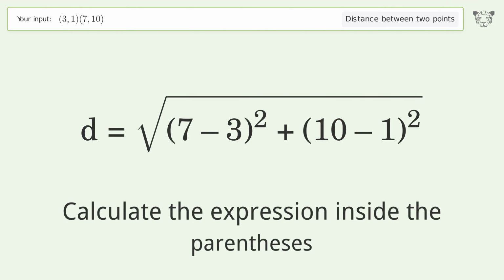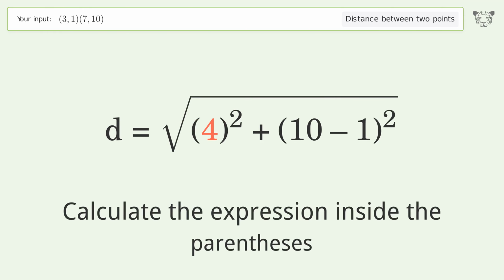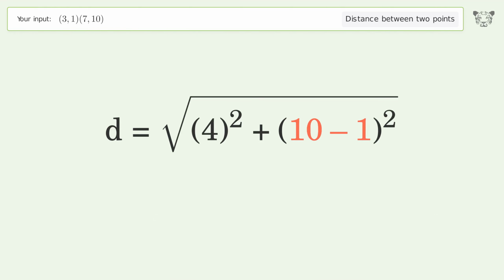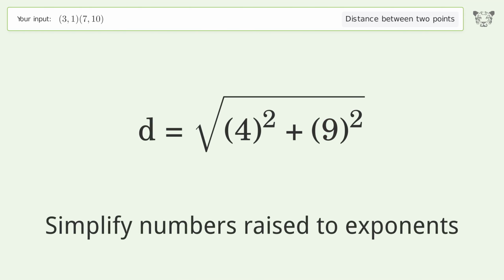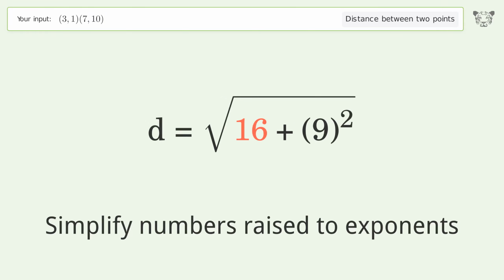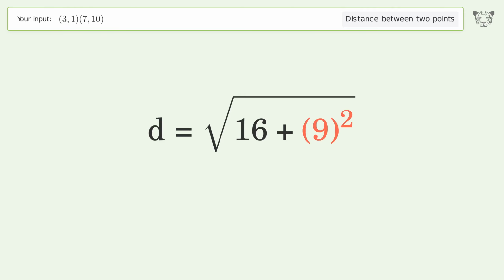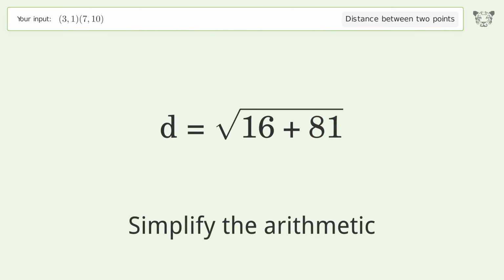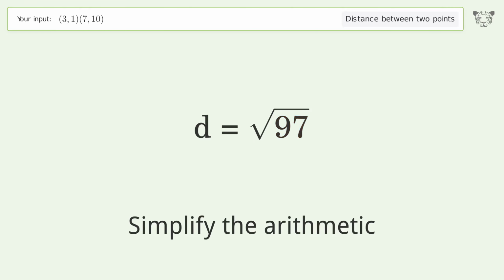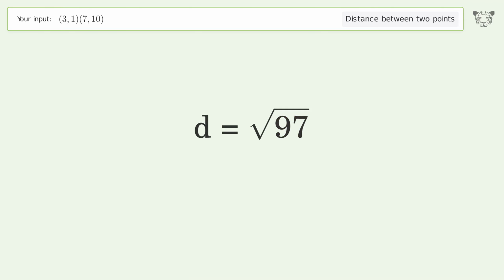Calculate the expression inside the parentheses. Simplify numbers raised to exponents. Simplify the arithmetic. And so the distance between the 2 points is the square root of 97, or 9.849.